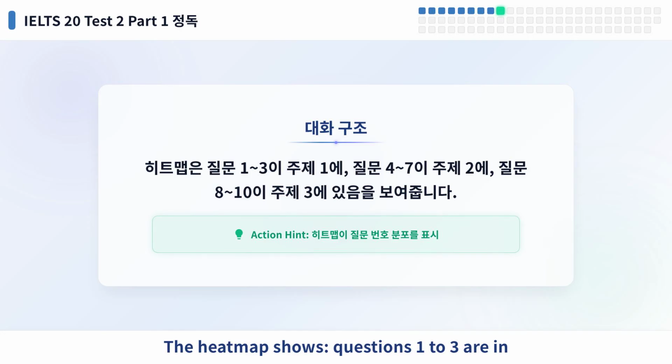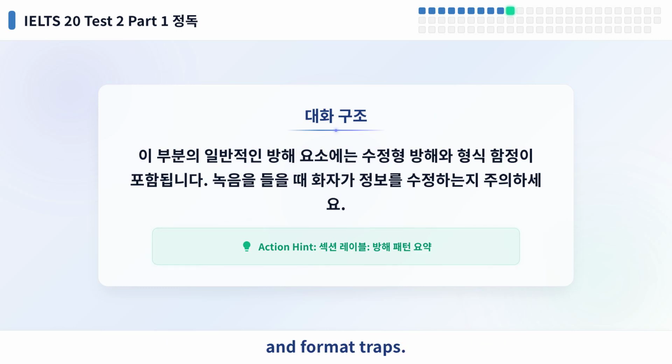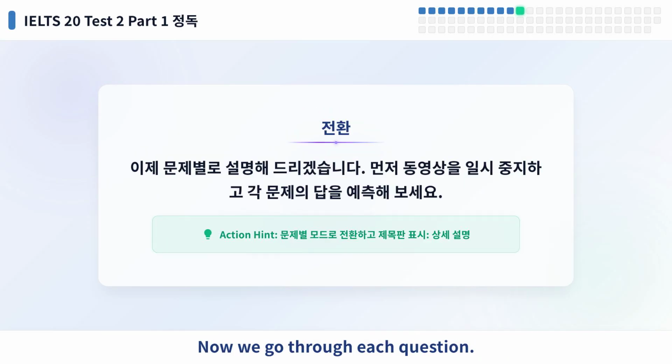The heat map shows questions 1 to 3 are in topic 1, questions 4 to 7 in topic 2, and questions 8 to 10 in topic 3. Common traps here include correction traps and format traps. Listen for the speaker correcting information. Now we go through each question. Please pause the video and try to predict the answers first.